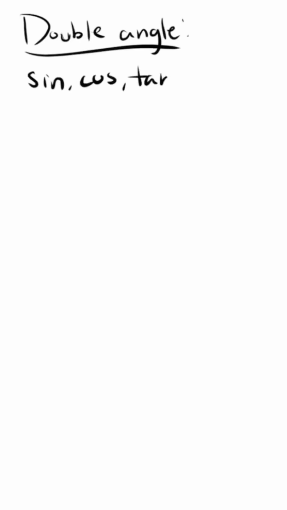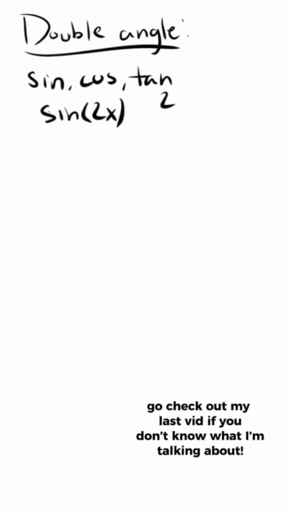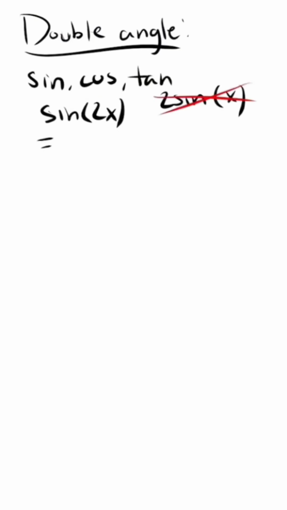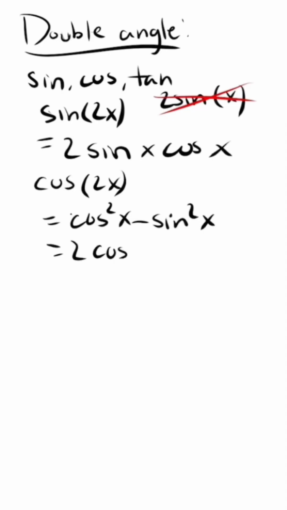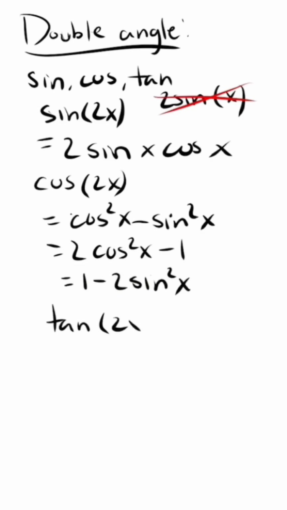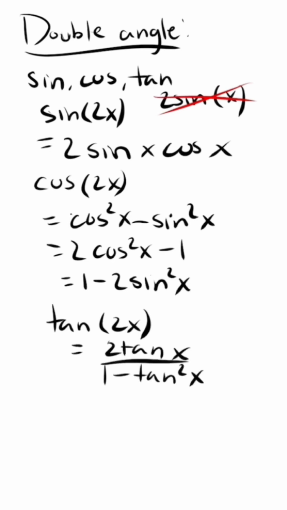So first of all, for double angle identities, we have sine, cosine, and tangent like last time. For sine, we have sine 2x, which is not the same thing as 2 sine x, by the way, equals 2 sine x cosine x. Then we have cosine 2x equals cosine squared x minus sine squared x, or 2 cosine squared x minus 1, or 1 minus 2 sine squared x. And for tan, we have tan 2x equals 2 tan x divided by 1 minus tan squared x.